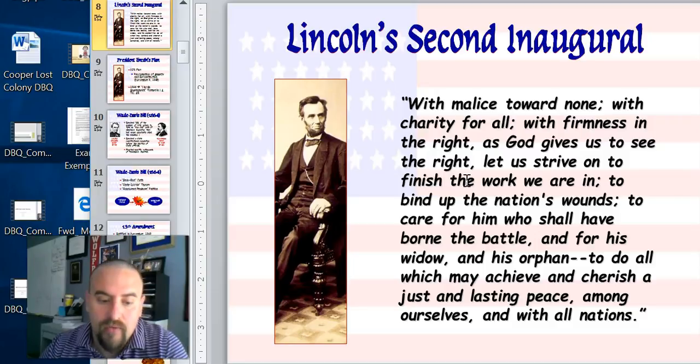So the second inaugural, remember, this is about a month before the war is over. He's looking forward to Reconstruction. He says we're going to have a Reconstruction with malice toward none, with charity for all, firmness in the right. But the big thing here is with malice toward none, so he's not looking to punish the South, and he's trying to get them back into the Union. Or actually, in his mind, they never left the Union. He's just trying to get them their representation back as quickly as possible.